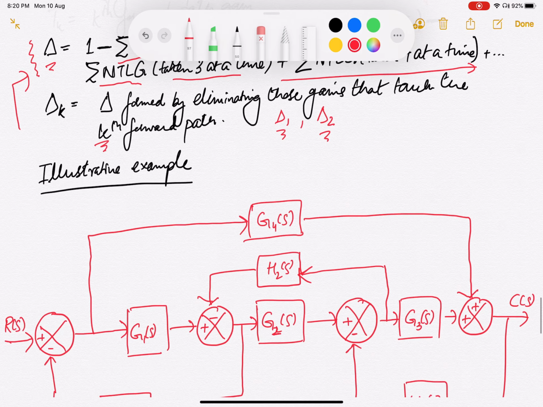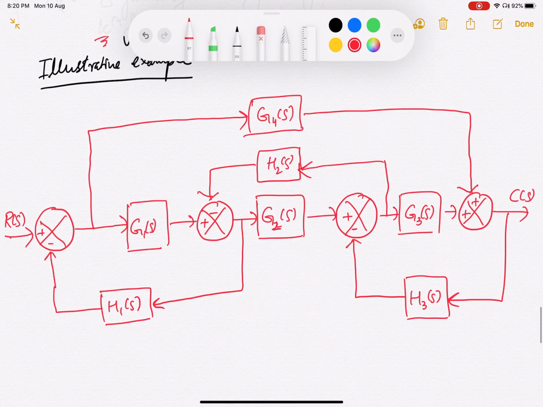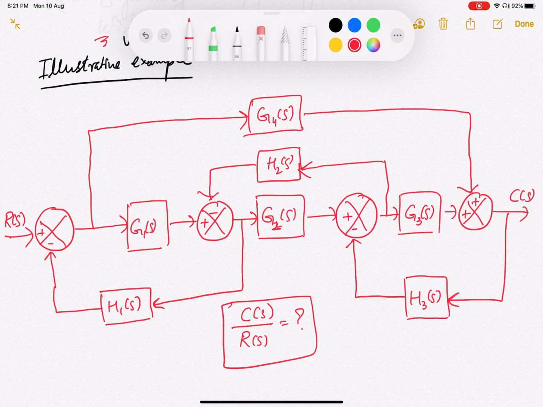Now let us take an illustrative example, and this will help us in actually understanding what we have written. So this is a block diagram for a system which has a number of blocks, and it's a multiple subsystem system, and we are interested in finding the transfer function C(s) by R(s) for this, right? So now how do you do something like this? The first thing that you have to do is to make the signal flow graph for this system, right?